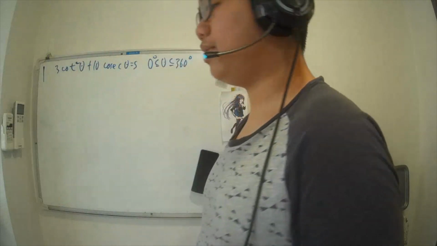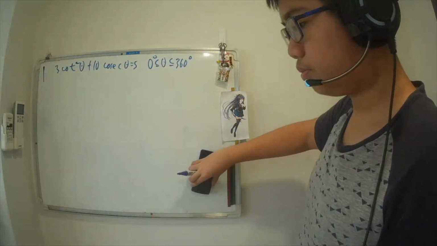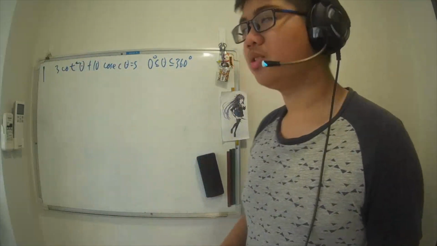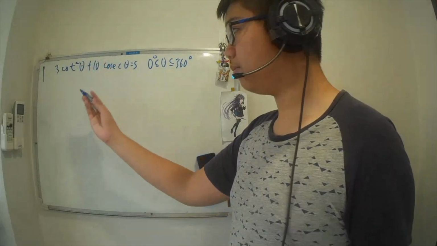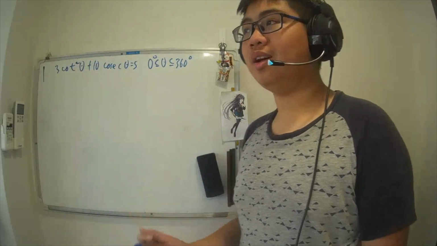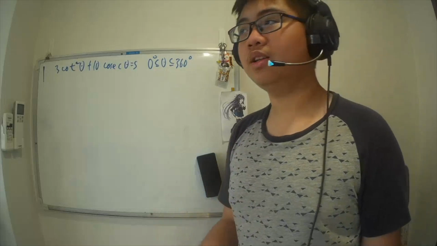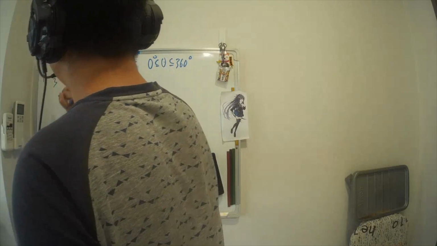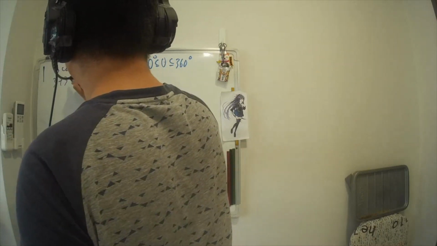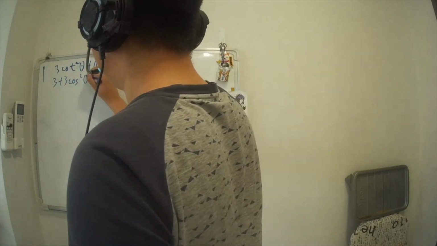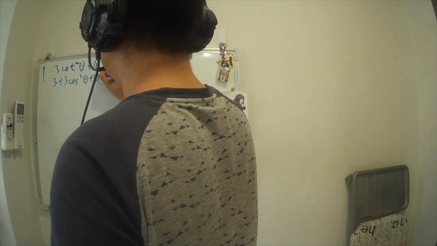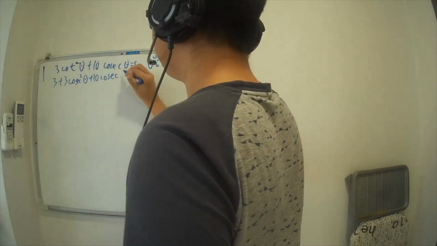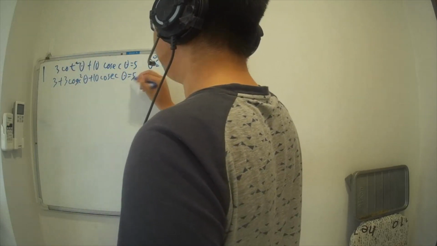Alrighty, let's do this. We need to get these to the same term, right? So I shall use the identity that cot squared theta is equal to cosec squared theta minus 1. Okay? So let's do this. We have 3 cosec squared theta minus 3 plus 10 cosec theta is equal to 5.